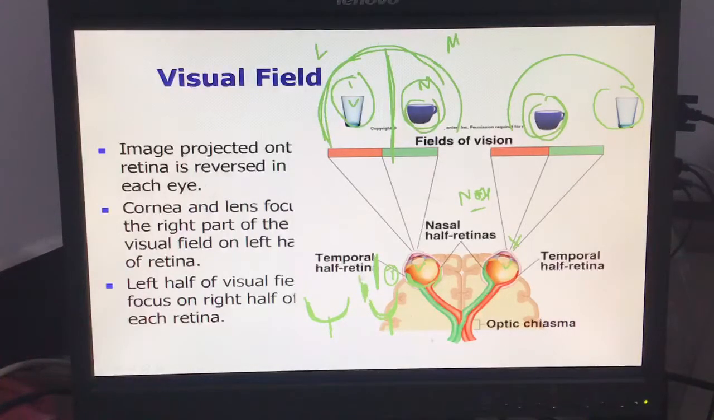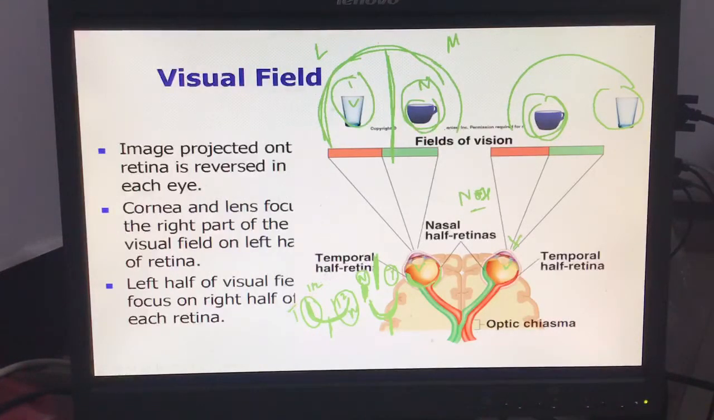In the center we have the nose. So one half is this one, and one half is this one. This half is present toward the temporal side, and this half is present toward the nasal side. So this retina is known as the temporal retina, and this retina is known as the nasal retina. First, before we understand the neural pathway for vision, we must focus on these two concepts: what is the visual field, and what is the retina?